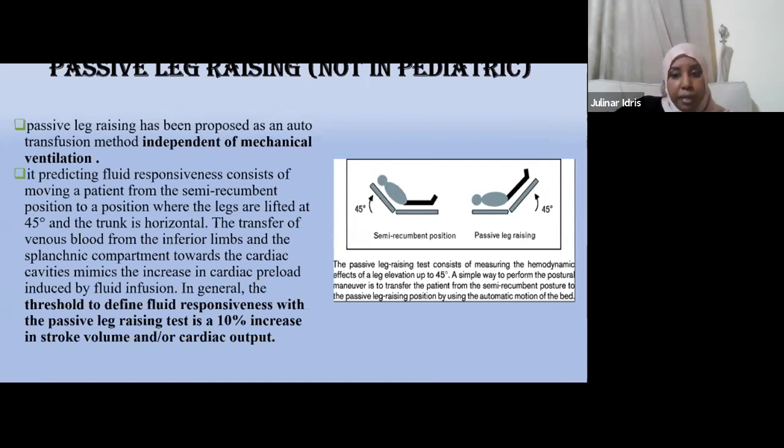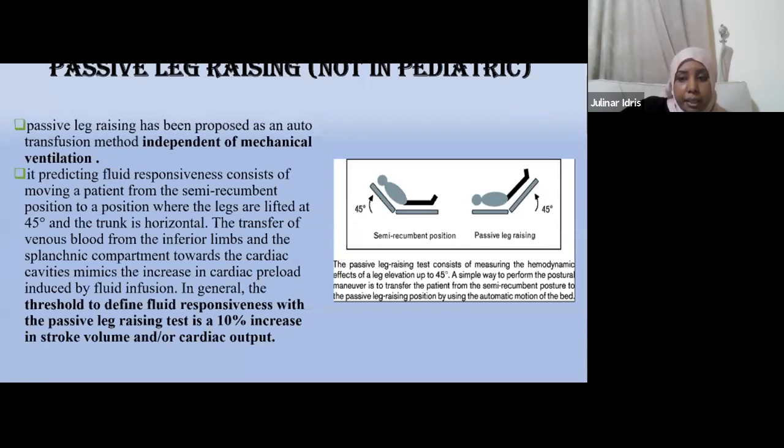In general, the threshold to define fluid response with this maneuver is about a 10% increase in stroke volume or in cardiac output. The change in cardiac output is measured either directly with thermodilution or with echo, or by using the pulse pressure variation. Alternatively, change in cardiac output can even be evaluated by heart-lung interaction in patients who are on mechanical ventilation. So change in intrathoracic pressure is assessed during inspiration and expiration to detect change in cardiac output using the pulse pressure variation or the stroke volume variation or even the variation in IVC.